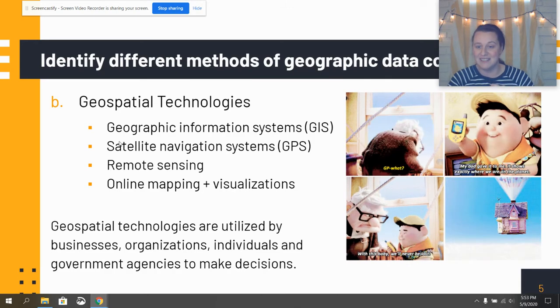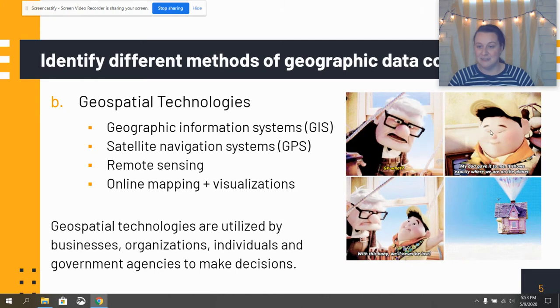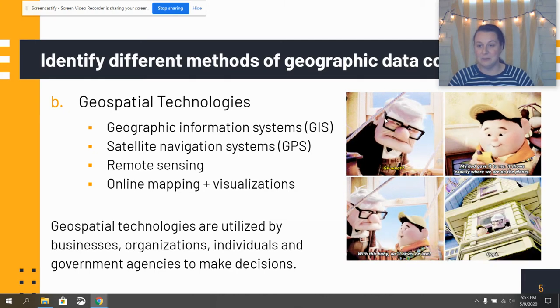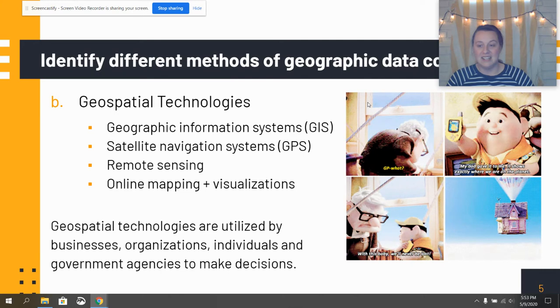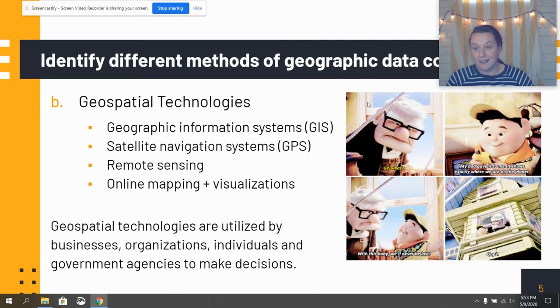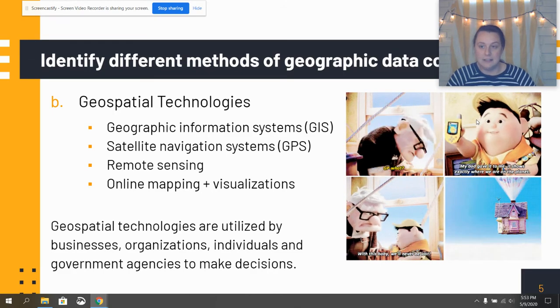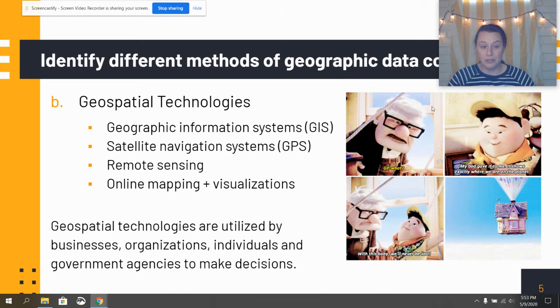I don't know if you guys have seen it or not, but the little kid here is using GPS while they're floating in this old man's house in the sky. And he says, it shows me exactly where we are on the planet. We'll never be lost. So this is an example of a geospatial technology that you're relatively familiar with.